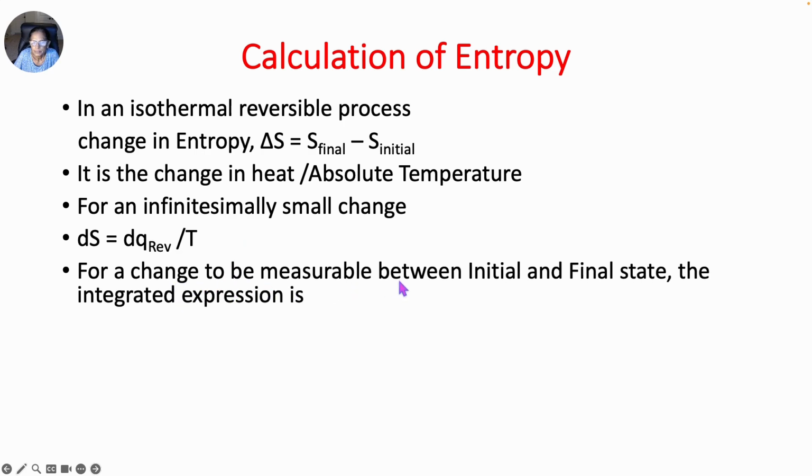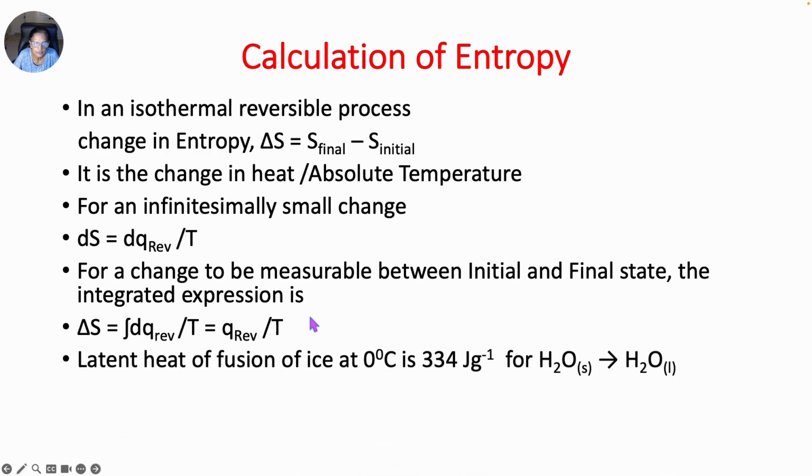For a change to be measurable between initial and final states, we have to integrate this expression. The integrated expression is: dS becomes delta S, and the integral of dQ reversible by T becomes Q reversible by T. That is the amount of heat absorbed divided by the absolute temperature at which it is absorbed.